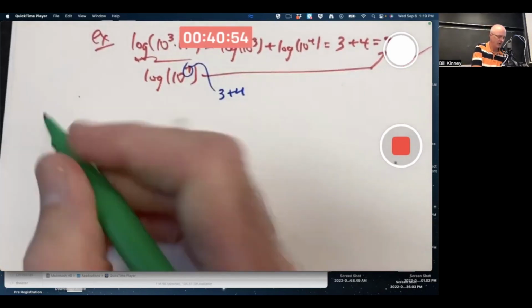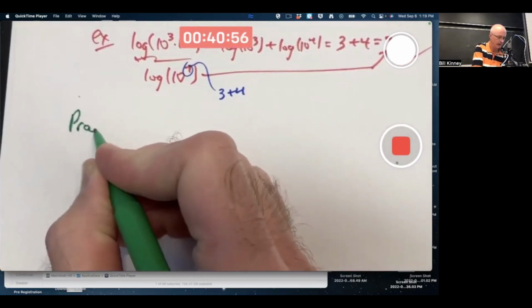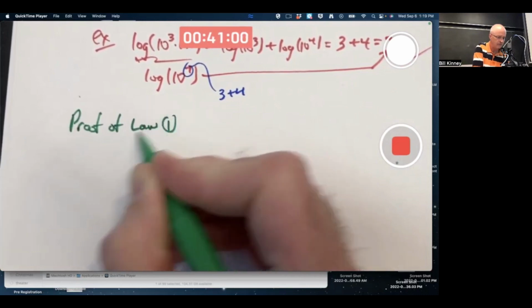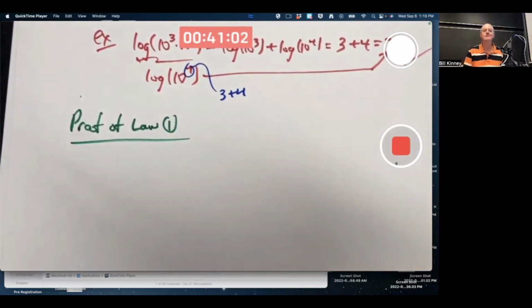Let's do a proof of law number 1. Proofs are arguments, so they should be written in sentences. Ugh, sentences? Seriously? Yeah. Now you might have a teacher who had you, especially in geometry class, do a statement, reason, chart proof.